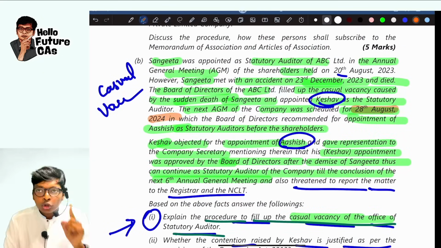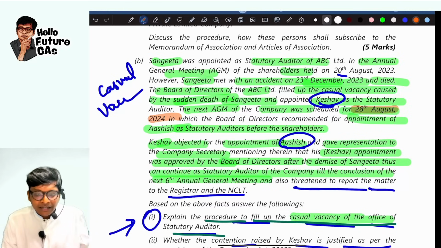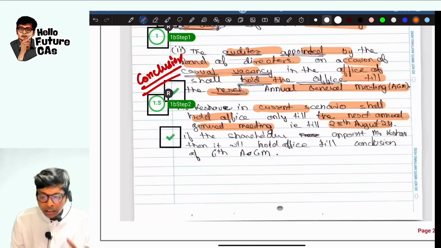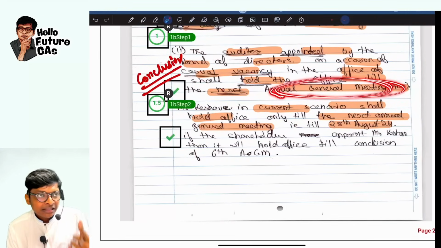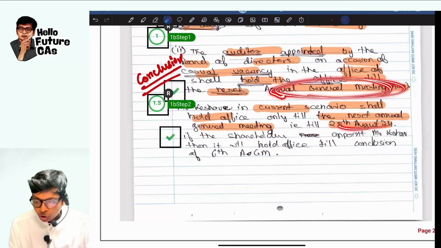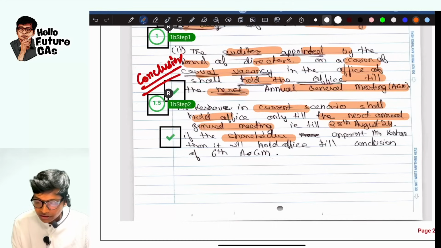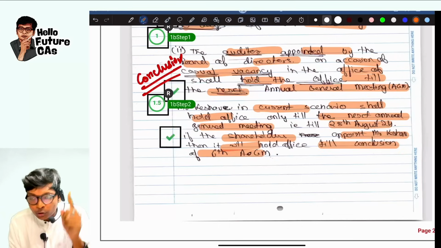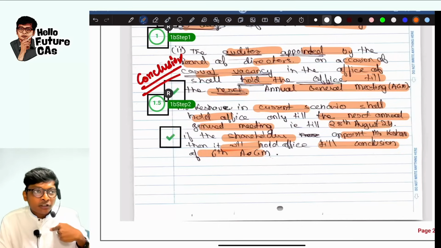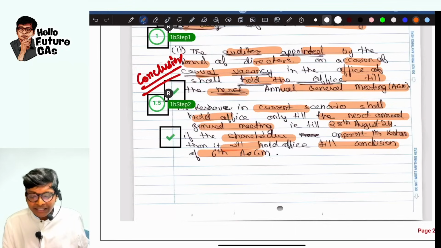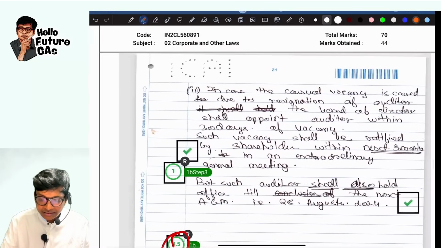28th August 2024, that I am enumerating. I am trying to connect and saying, see, above provision immediately I told you can hold till next AGM. That I am connecting with the question. You can hold till 28th August. Are you following? And then what I am saying? If the shareholders appoint Keshav, he can continue till 6th. So I am also giving a solution as to how Keshav can continue till 6th. But here shareholders have not appointed him. Are you following, guys? That's it.